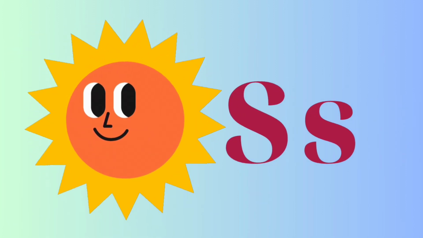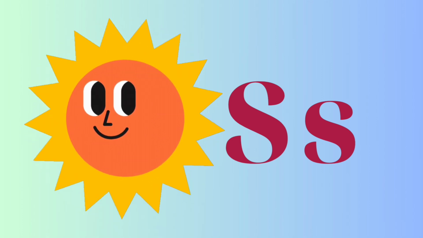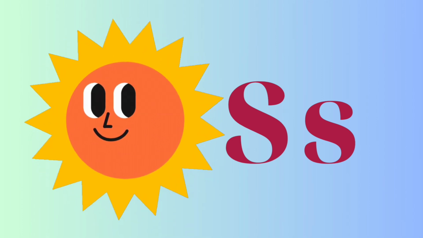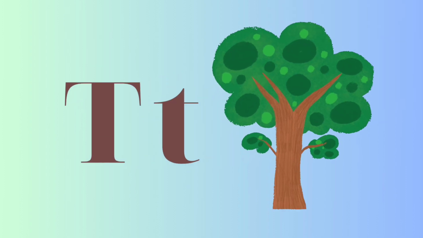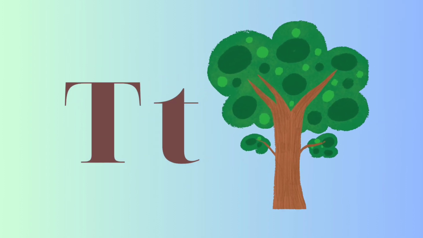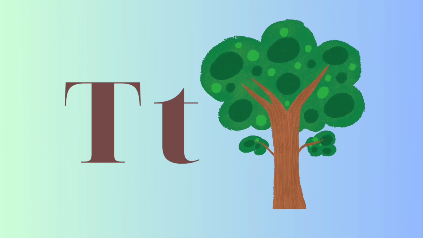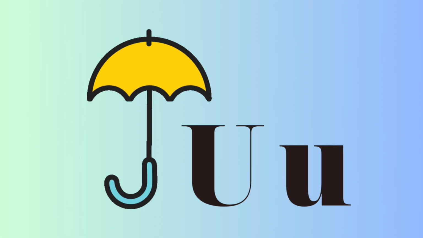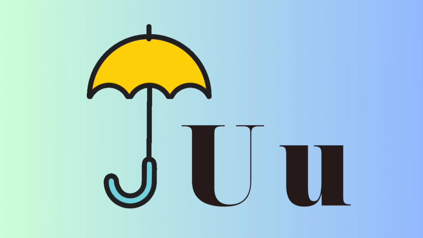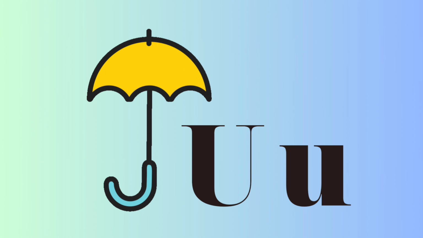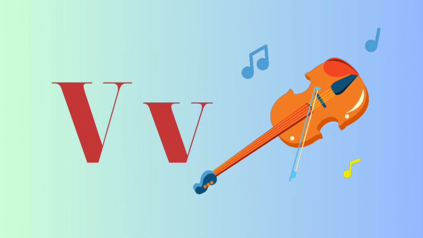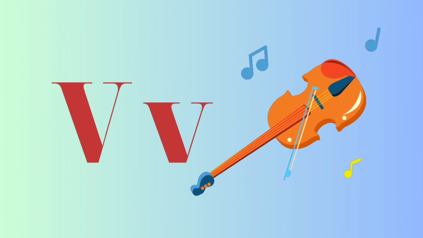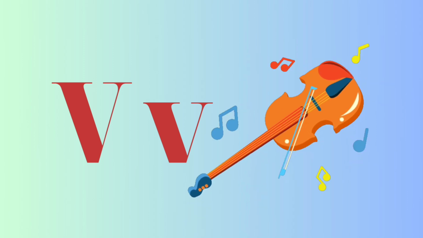Sun. S is for sun. Tree. T is for tree. Umbrella. U is for umbrella. V. V is for violin.